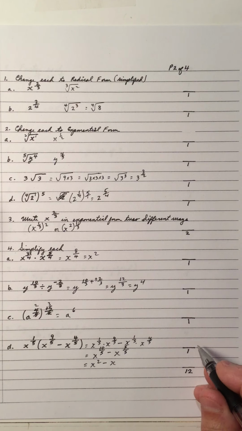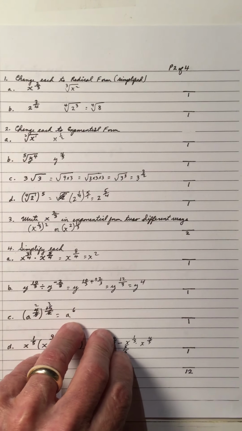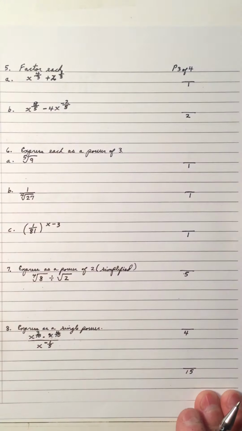Give yourself a mark. The total for that page is 12. Hopefully you're doing okay. You know about rational exponents.